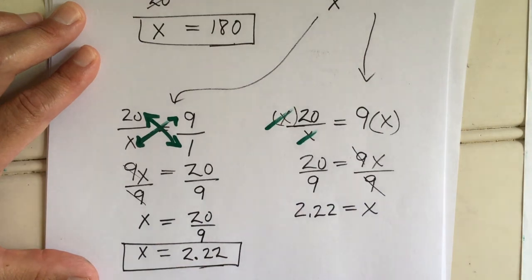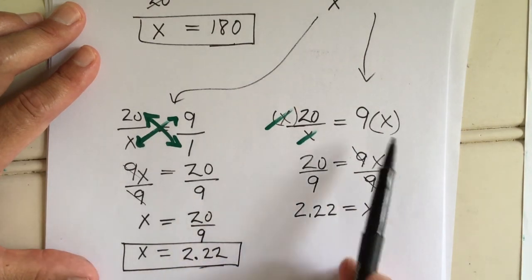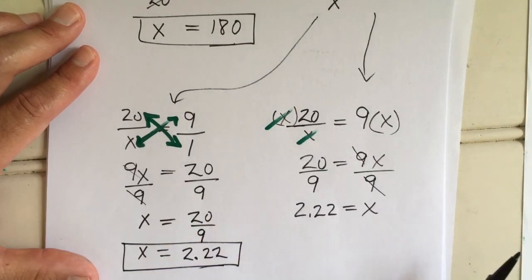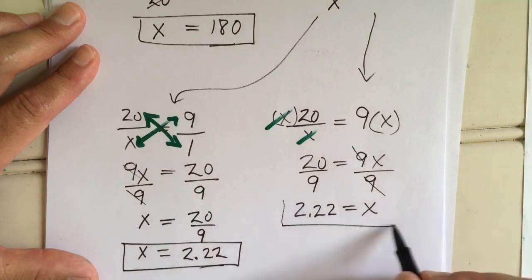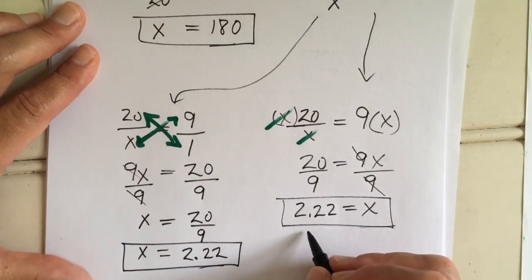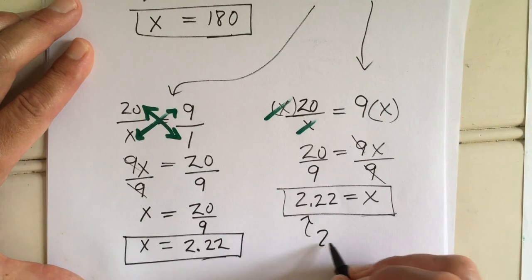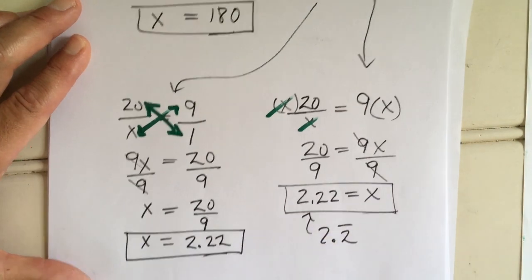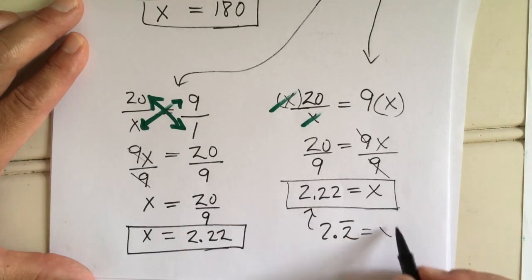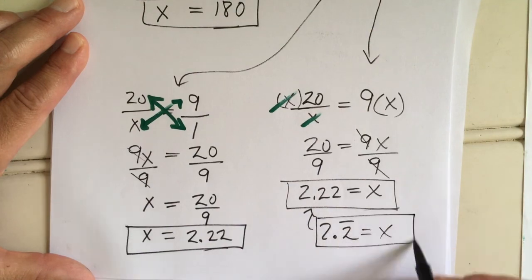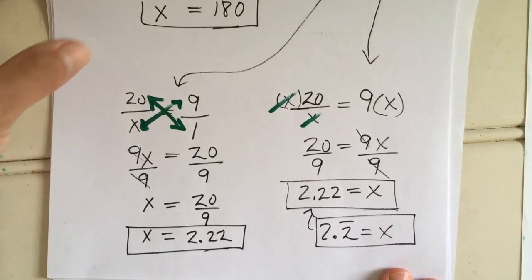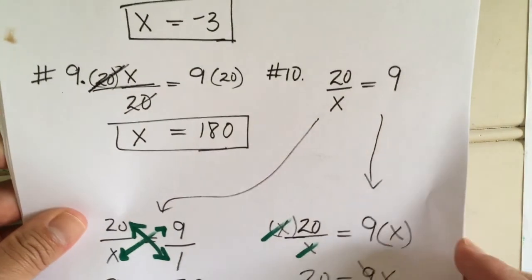All right, so 2 ways to do it. One, we cross multiply. The other one, we just multiply both sides by x. And either way is fine, whichever way you like more. And I guess I can show you I could have also written that as 2.2 repeating, and that would have been fine as well. All right, cool. Let's go to the next problem.